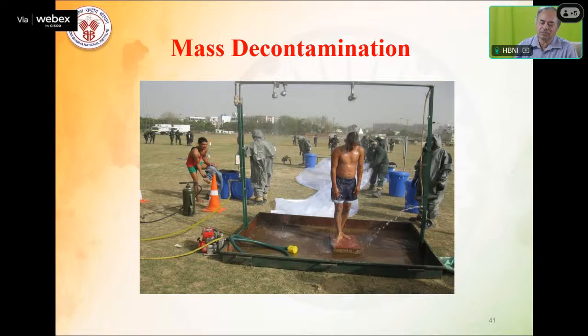Then there is mass decontamination, where showers can be arranged on site. But remember again, whatever wastewater is there has to be stored in proper tubs and given to the site for effluent treatment before it is discharged.